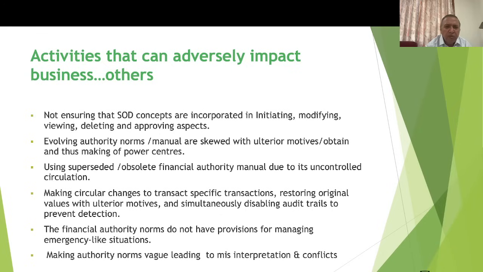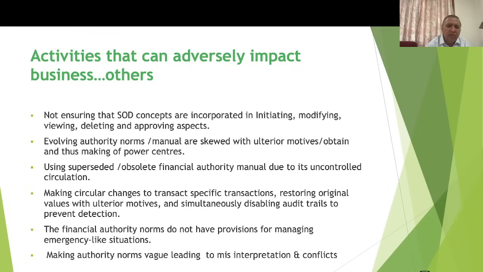Using superseded or obsolete financial authority manuals due to uncontrolled circulation, making circular changes in these to allow specific transactions, and then restoring the original values with ulterior motives, and simultaneously disabling the audit trails to prevent detection. The financial authority norms do not have provisions for managing emergency-like situations, which could be power outage, it could be floods, it could be dacoity, it could be anything. What to do? These financial authority norms need to have such provisions because the situation will be different.